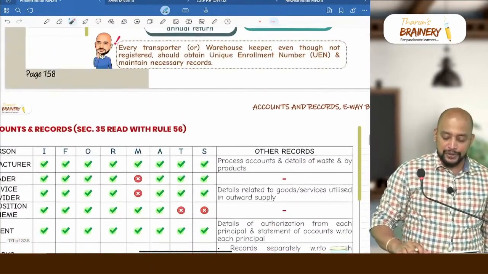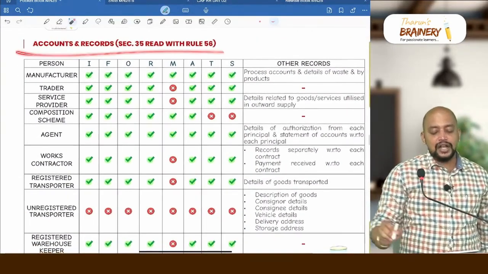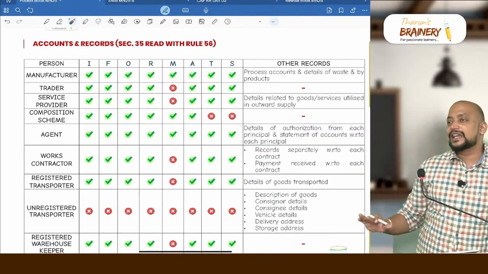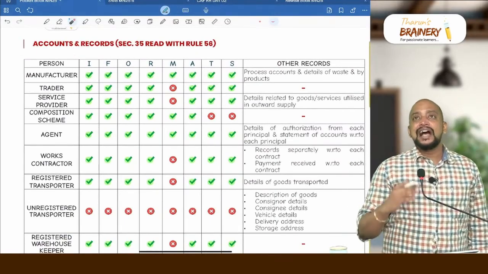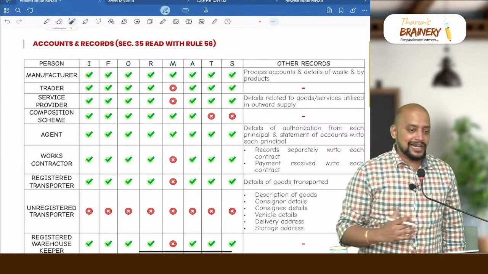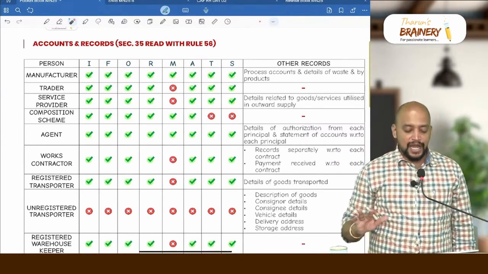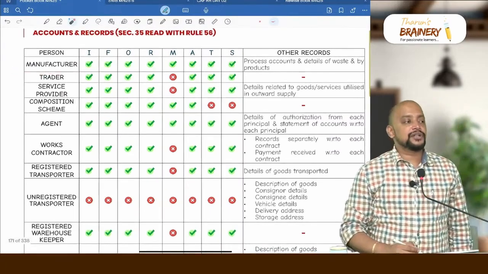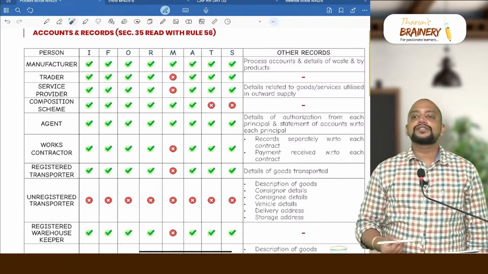That is with respect to this. Then next page you can see these are the additional accounts and records which are to be maintained by every person. So in all these cases I-FORMATS is common, but there are certain changes and certain additional records to be maintained. Just this one page you need to remember, so that any question you get you will be able to write. First you look into manufacturer. Being a manufacturer they need to maintain I-FORMATS, no doubt. Plus in addition to that, what is it we need to write?